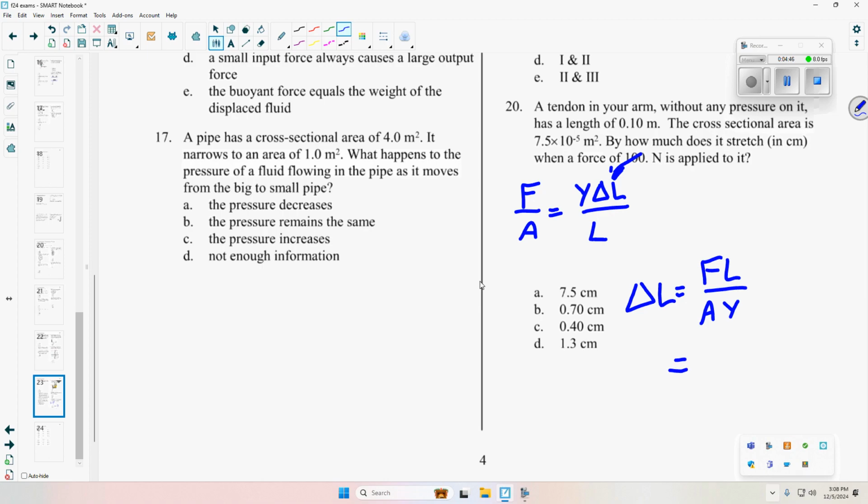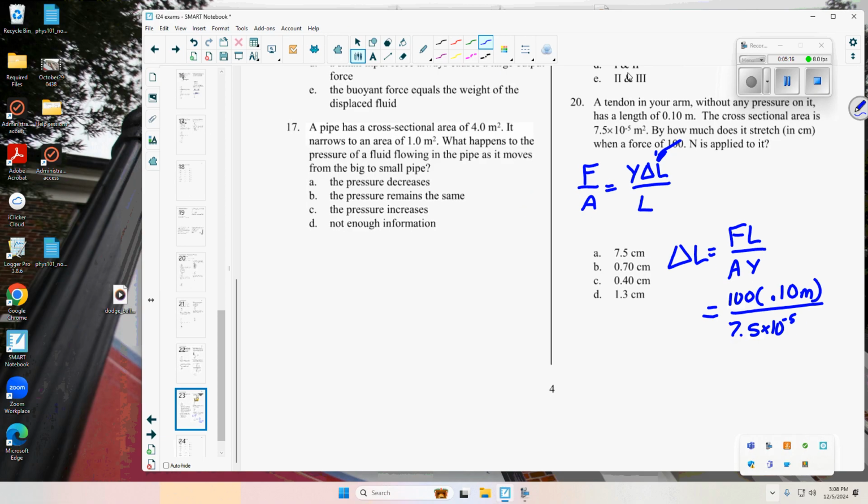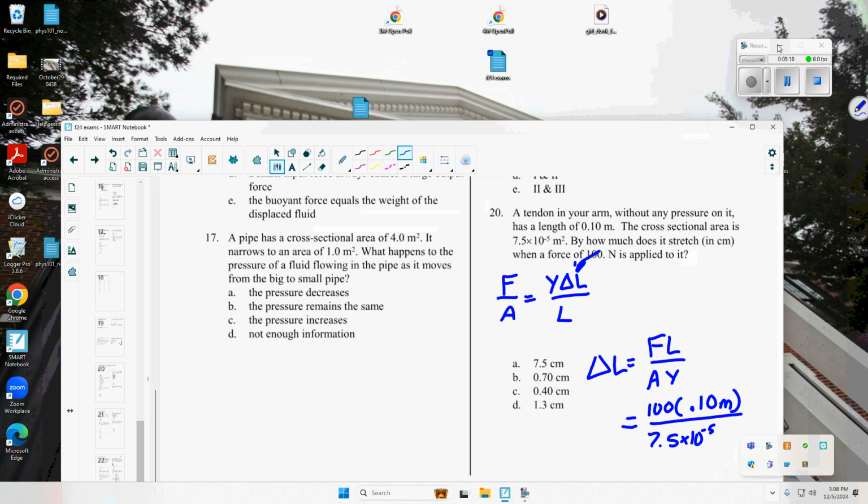F, I give you, is 100 newtons. L is the original length. So whatever the length was before the force was applied is going to be 0.1 meters. It's a 10 centimeter tendon in your arm. It has a cross-sectional area of 7.5 times 10 to the minus 5. And this might have been where you got stuck, is what is the Young's modulus? That's on your equation sheet. For a tendon, the Young's modulus is, where's my website?